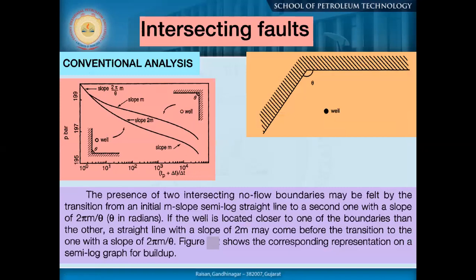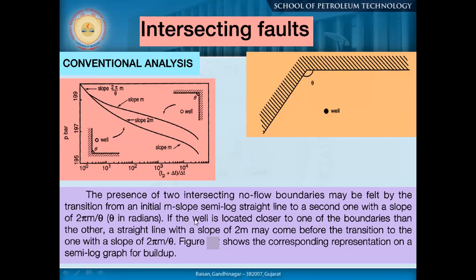Now, intersecting fault. Same thing here also: the presence of two intersecting no-flow boundaries may be felt by the transition from an initial m slope. This is conventional analysis. So, an m slope semi-log straight line to a second one with a slope of 2πm/θ. Theta is the angle between the two intersecting faults.